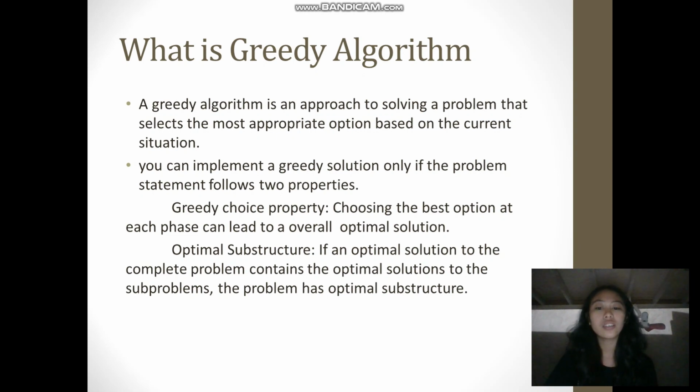In the greedy choice property, we need to choose the best option at each phase, which leads us to an overall optimal solution. And optimal substructure means an optimal solution to the complete problem contains the optimal solutions to the subproblems, and the problem has optimal substructure. So from our previous lesson, we learned what greedy and optimal substructure are.